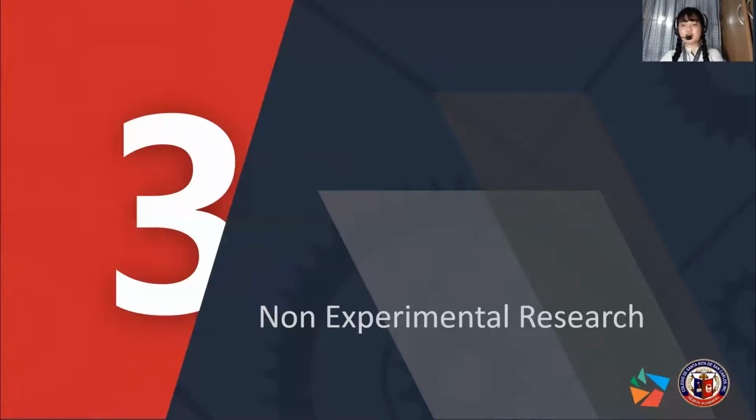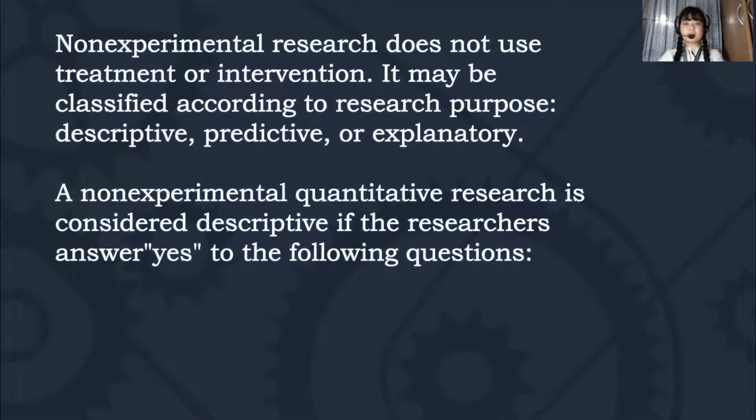Next, let's now proceed to non-experimental research. Non-experimental research does not use any treatment or intervention, compared to experimental research, class. Usually, in non-experimental research, you're going to just describe the phenomenon or describe the characteristics of that phenomenon or situation. Most probably, class, you're not going to conduct an experiment. You're not going to manipulate the independent variable to affect the dependent variable. Instead, class, you're just going to describe, no?